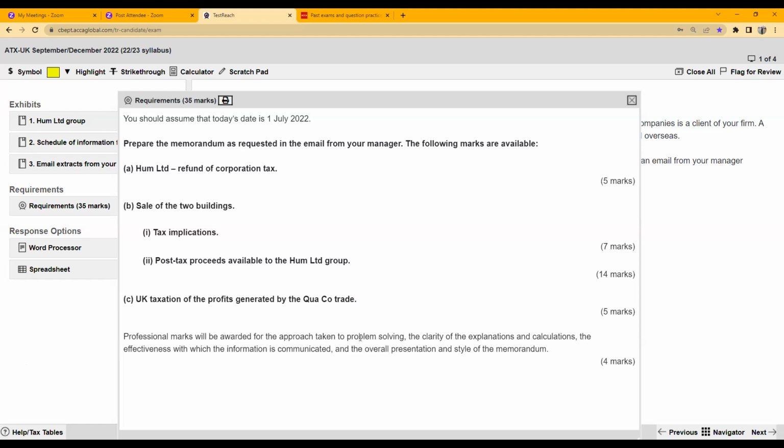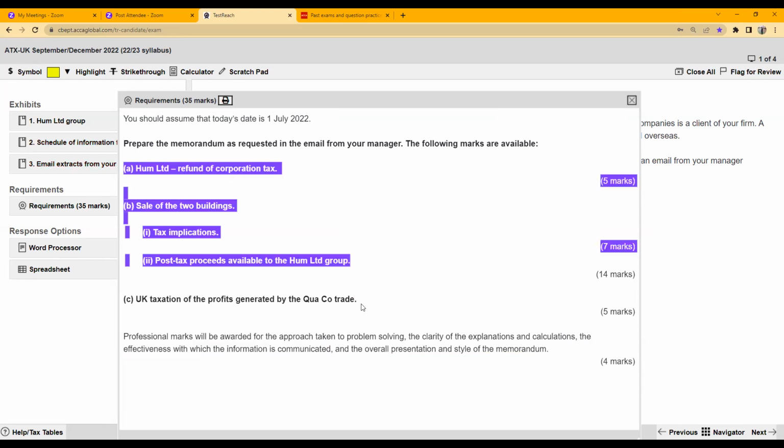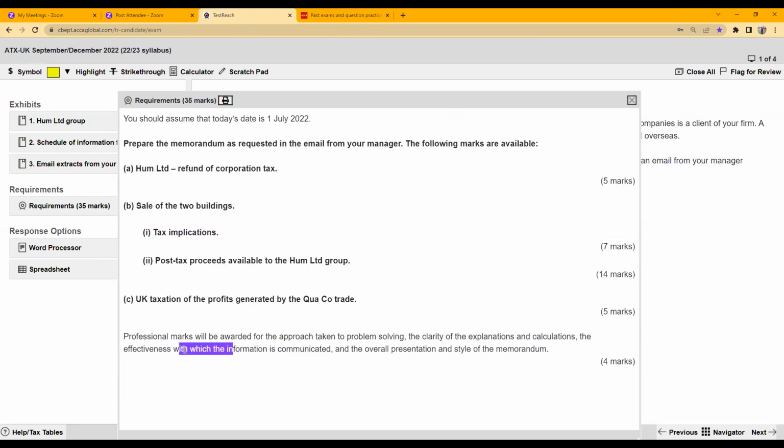Professional marks will be awarded for the approach taken to problem solving, the clarity of the explanation and the calculation, the effectiveness with which the information is communicated. And what is the effective manner? As I told you, please follow the same pattern while answering. You need to follow the same sequence while answering. So you would be giving your answer in effective communication form, and overall presentation and style of the memorandum, and the professional marks are 4 marks.